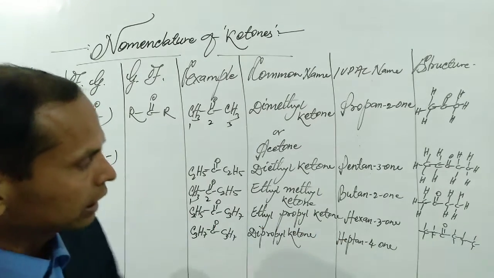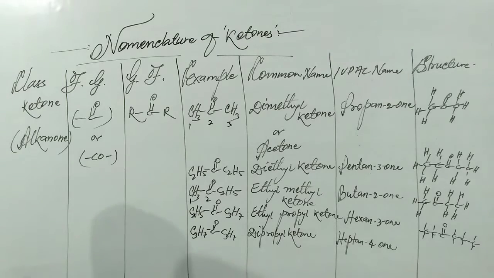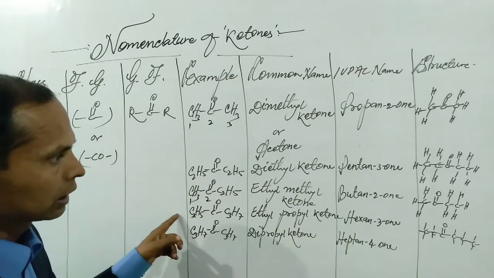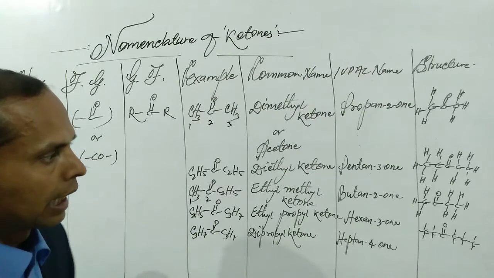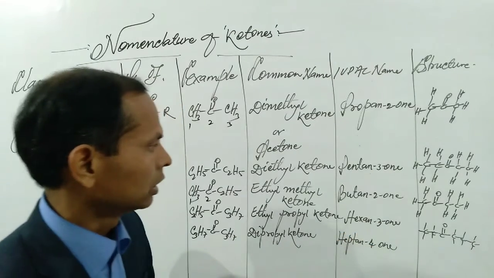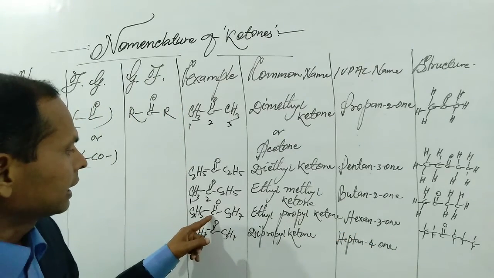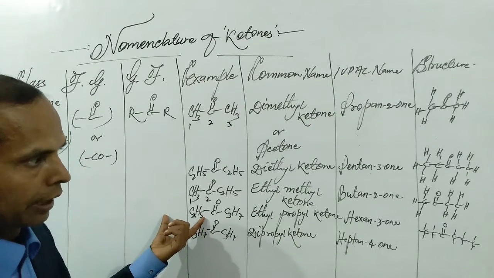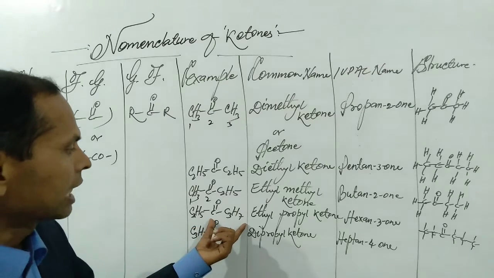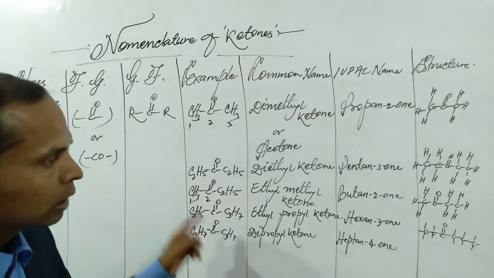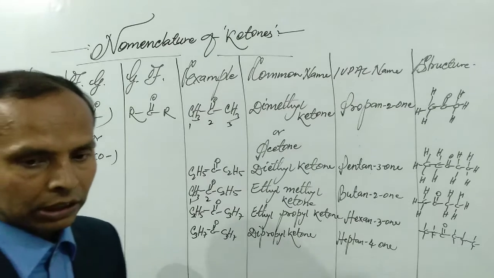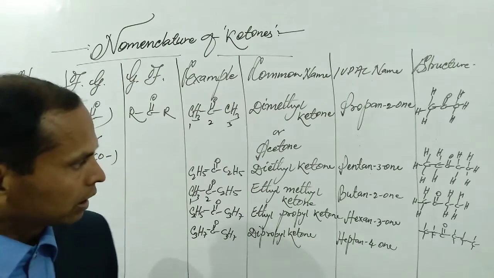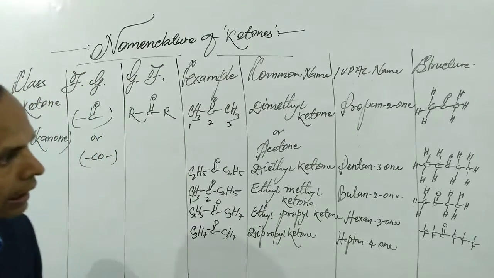In case of IUPAC name, we have to count the total number of carbon atoms. The total number of carbon atoms is found to be 6. The compound will be hexanone, or we call it hexan-3-one, because the carbonyl group is present at the third carbon atom if we count the number of carbon atoms from the left side. In case we count from the right side, the carbonyl group will be present at the fourth carbon atom. According to the IUPAC system, the functional group is given the minimum place, so we can write hexan-3-one.